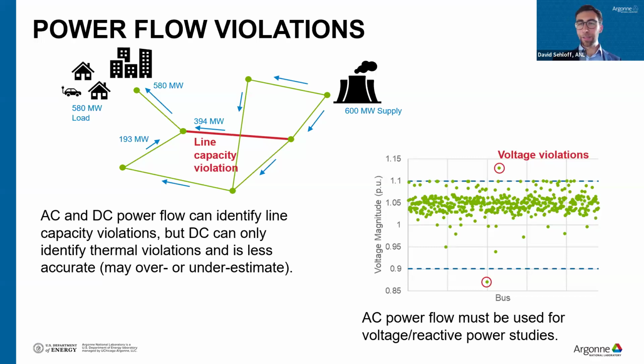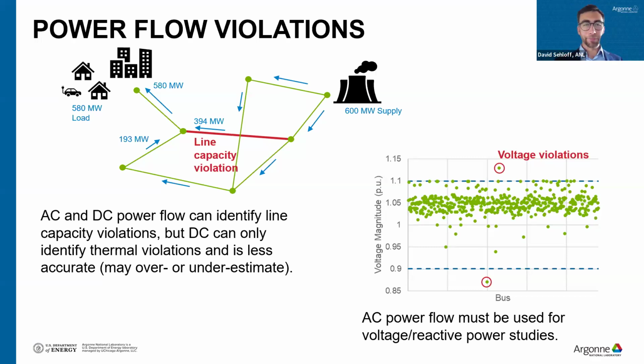Another violation could be voltage. So in this figure at the right, we see that the voltages at all the buses are within this limit of 90 to 110%, except for these two cases where you have under voltage and over voltage. So that would be something that we might need to address in the planning process. And that needs to be done with an AC power flow model. DC power flow can't tell us anything about those violations in voltage.